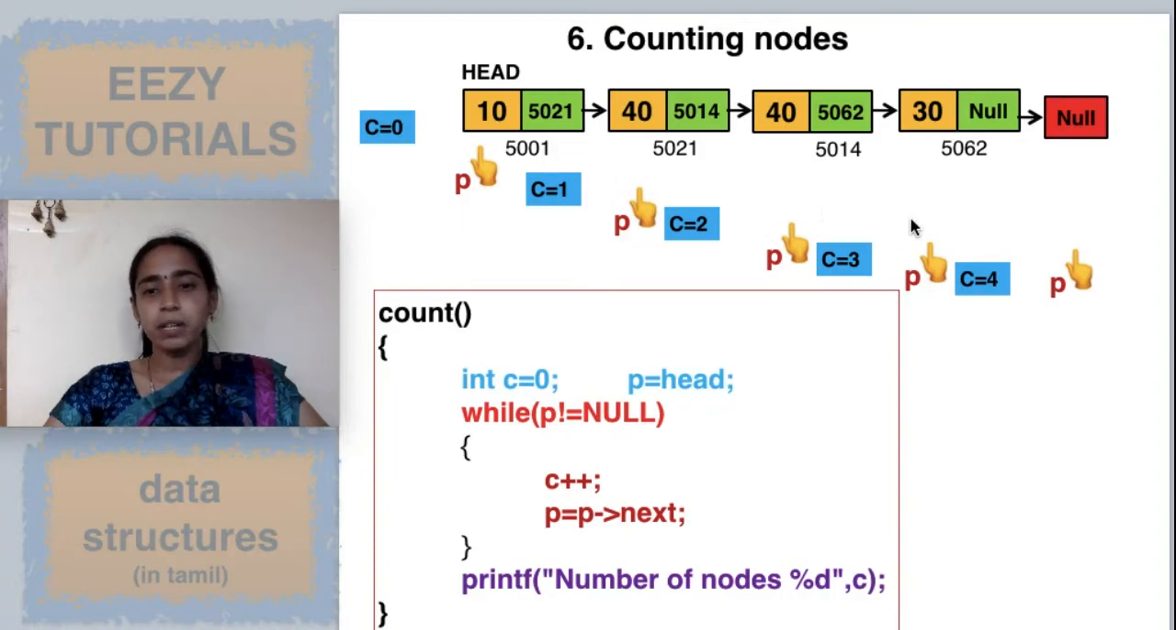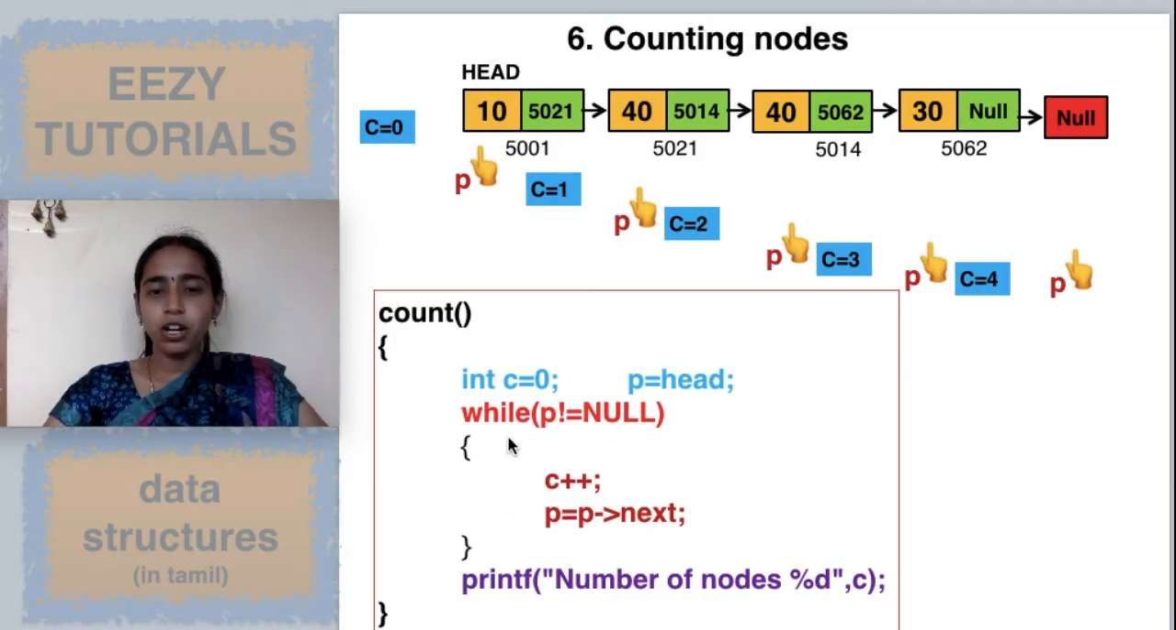Now it is condition based. What is my condition? If P is equal to null, I should stop. So when should I do the task? When P is not equal to null. So while P is not equal to null, this is the loop. Inside the loop, you are incrementing the counter C, then moving the P, then incrementing the counter, then moving the P, till you reach P is null. So C plus plus, or C is equal to C plus 1, you can write. P is equal to P of next.